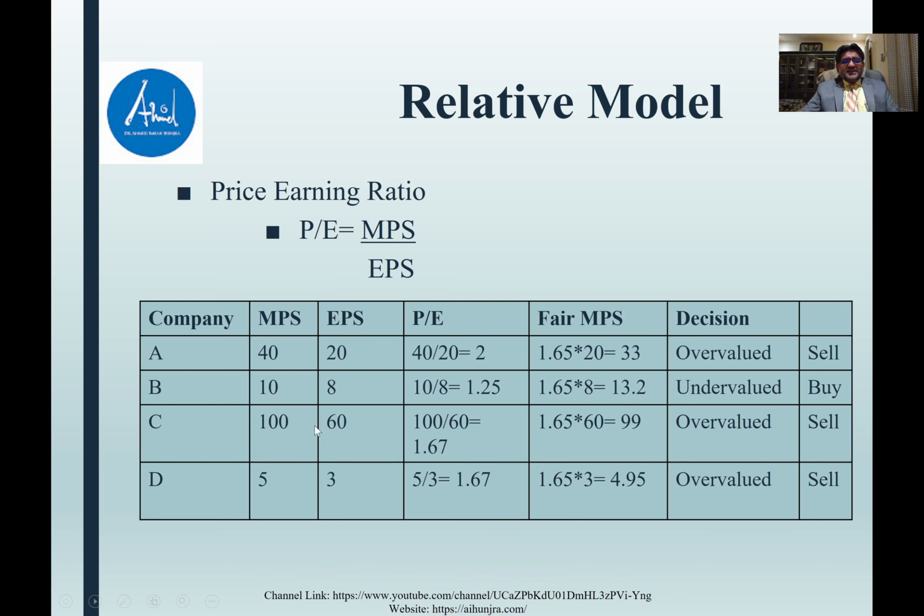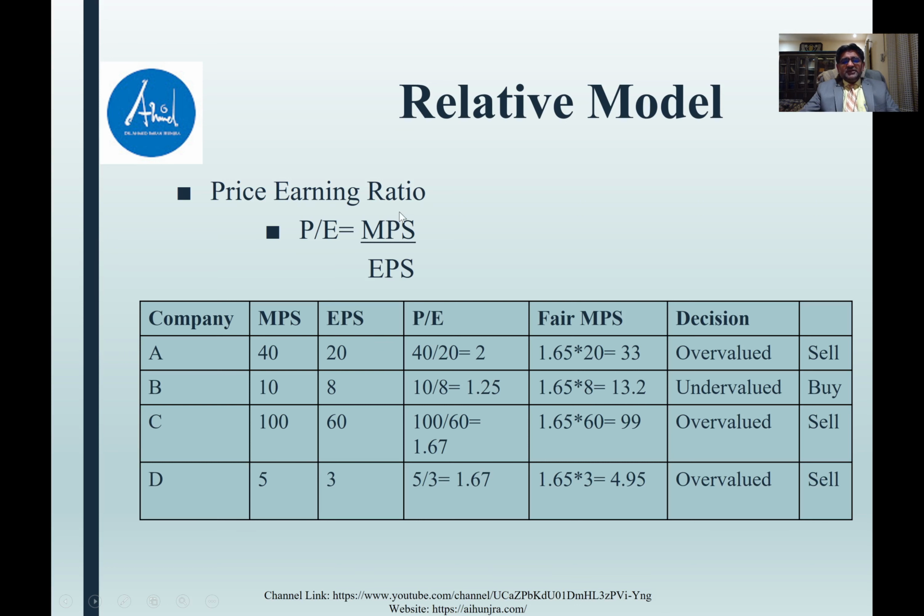Company B, 10 over 8, market price per share is 10 and EPS is 8. So its answer is 1.25. And same for company C, market price divided by earning per share. The overall ratio is 1.67. Then company D, market price divided by earning per share. The overall value is 1.67.